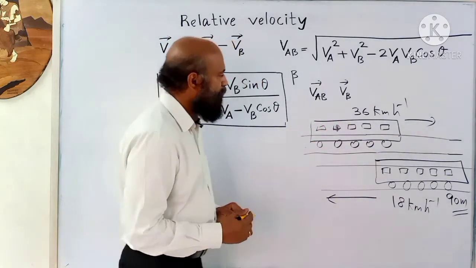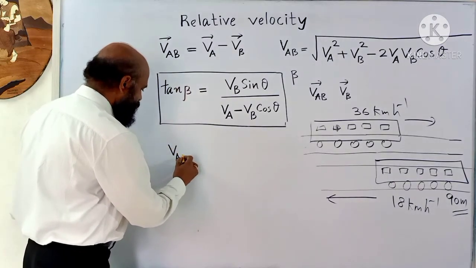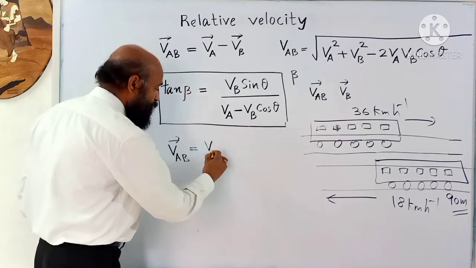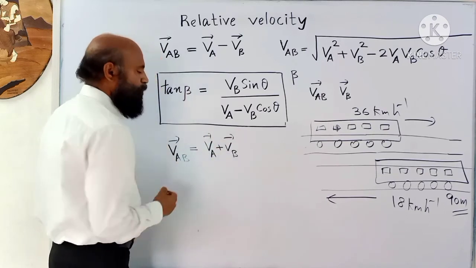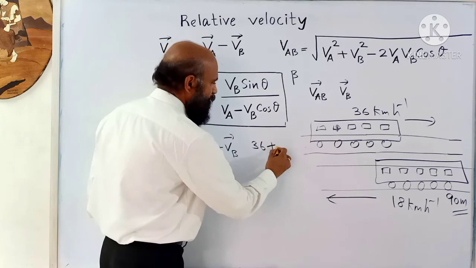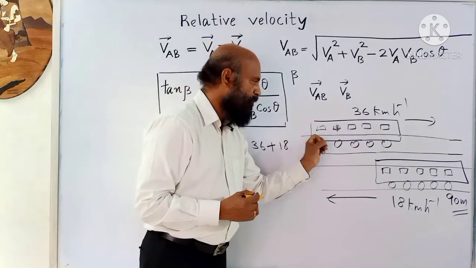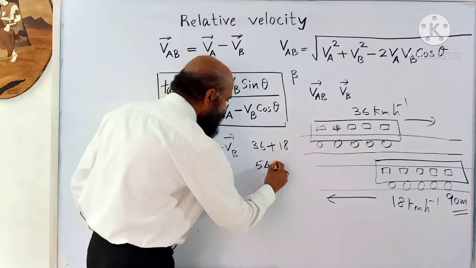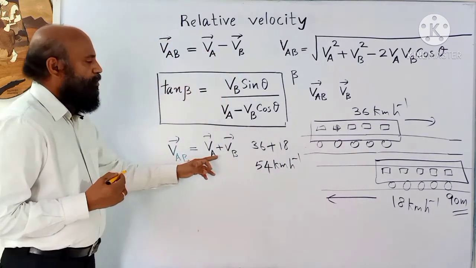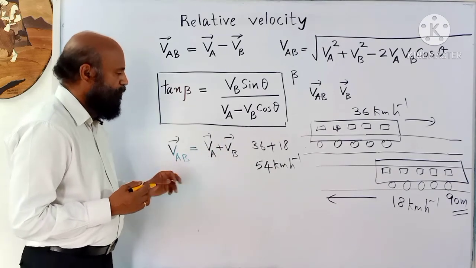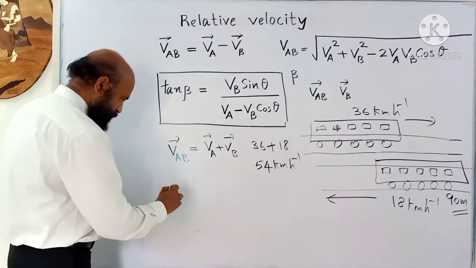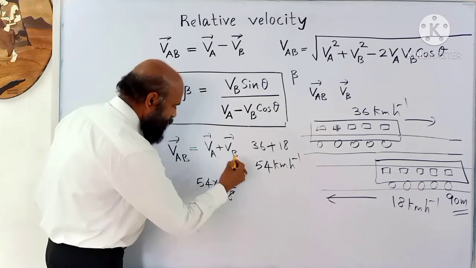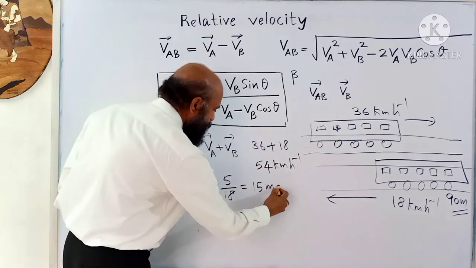Now we have to get the relative velocity. The relative velocity of A with respect to B, since they are moving in the opposite direction, is VA plus VB. So 36 plus 18, since they are in the opposite direction, it is enough if you find the magnitude. That is 54 kilometers per hour. Then it is to be converted into meters per second, so it is multiplied by 5 by 18. When you multiply by 5 by 18, it is 15 meters per second.